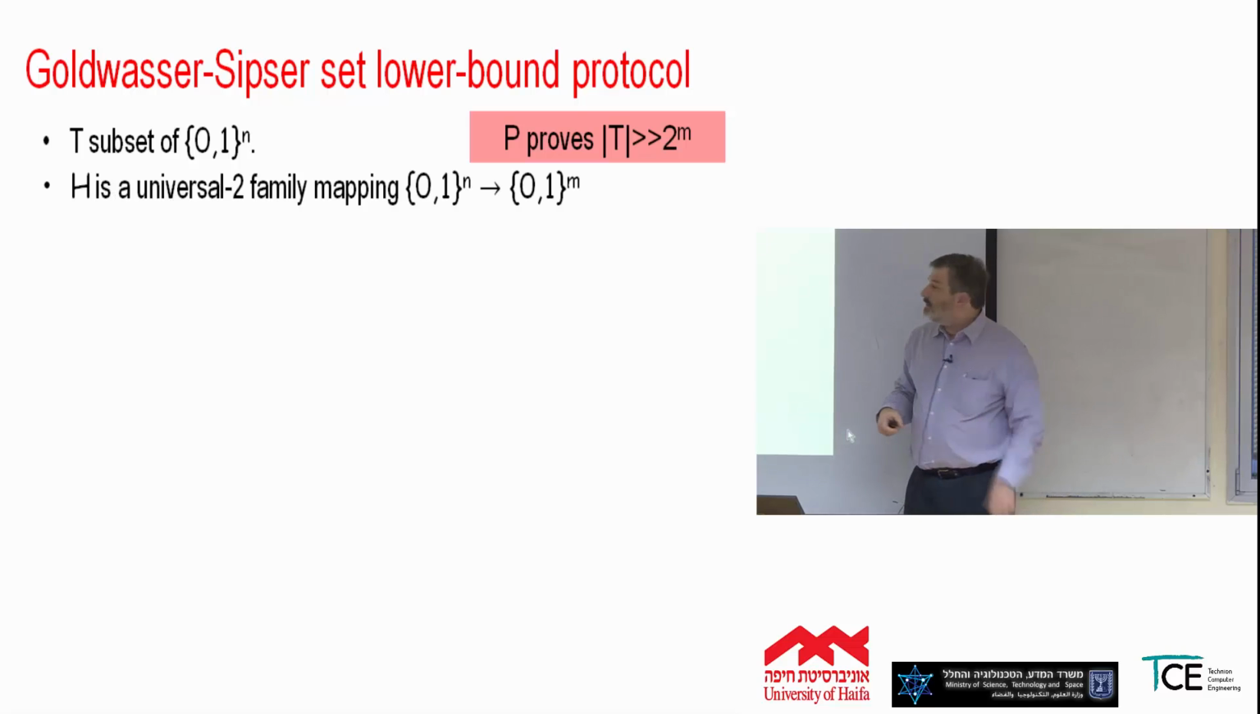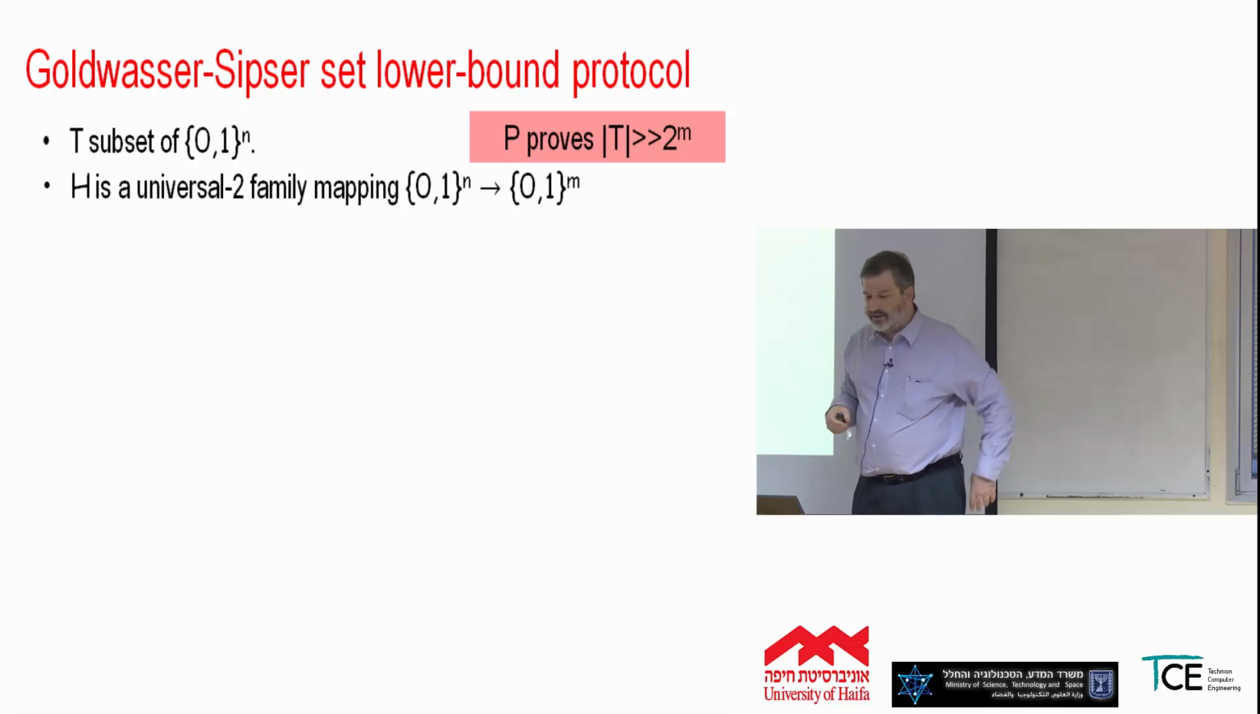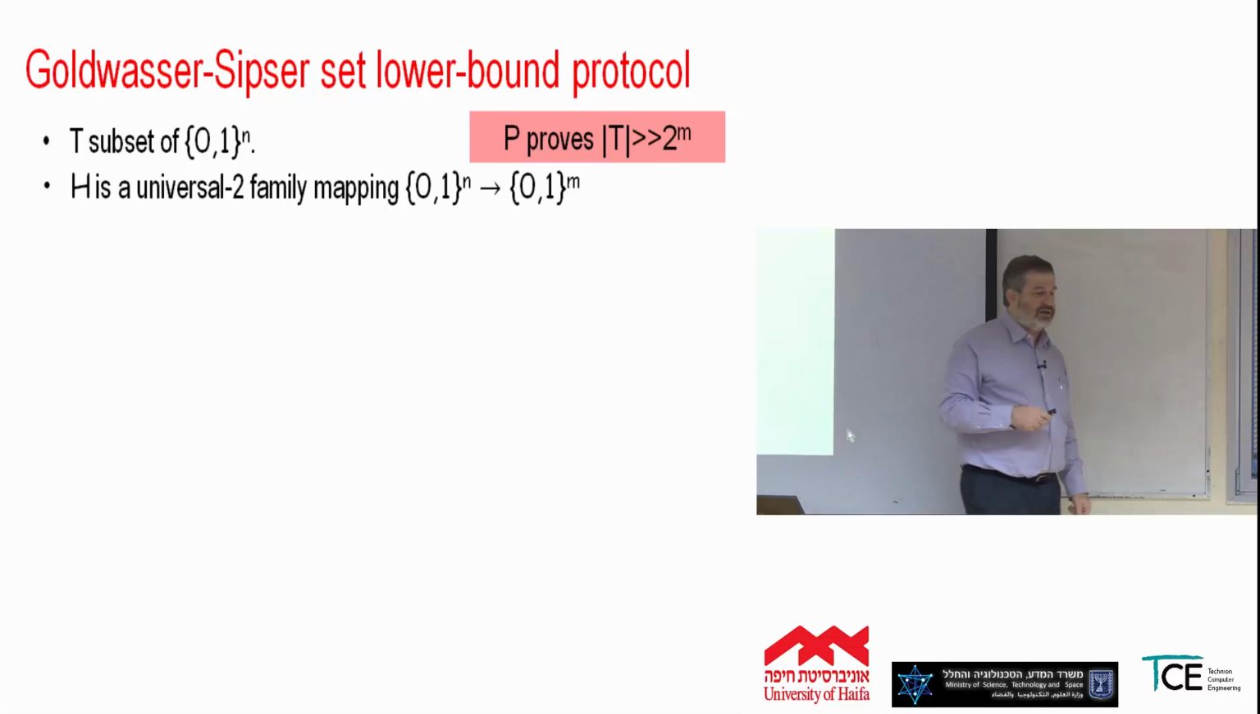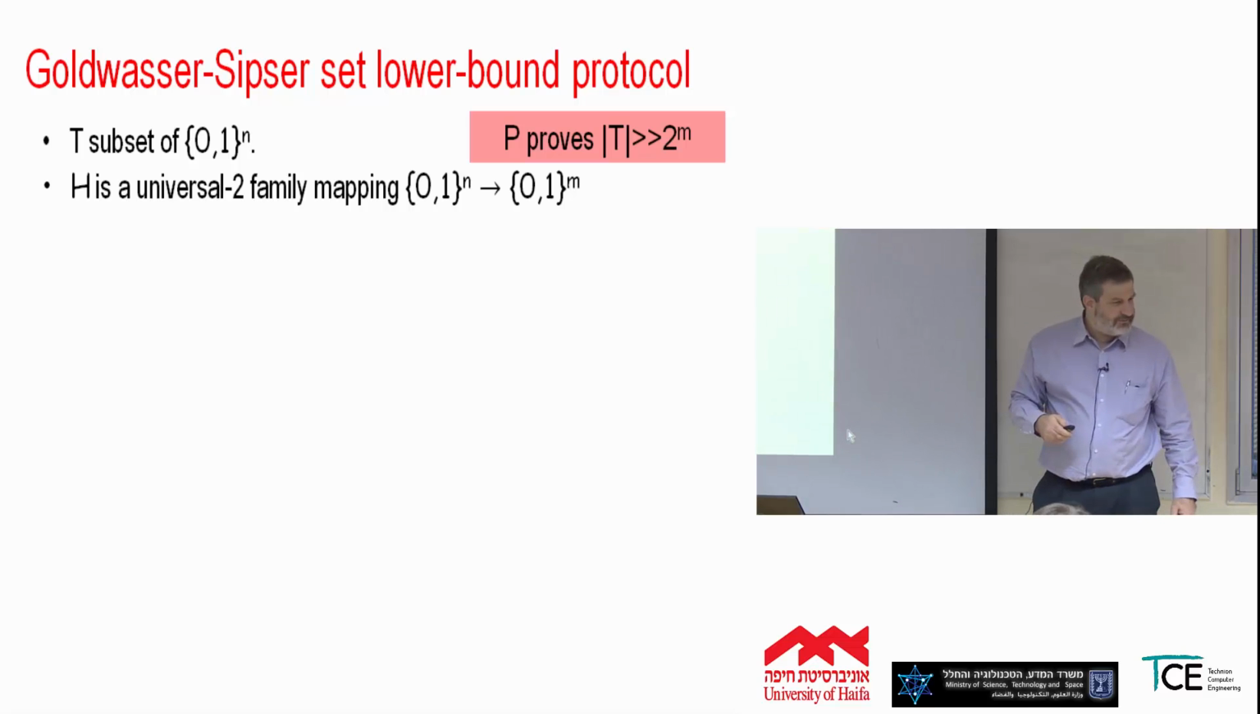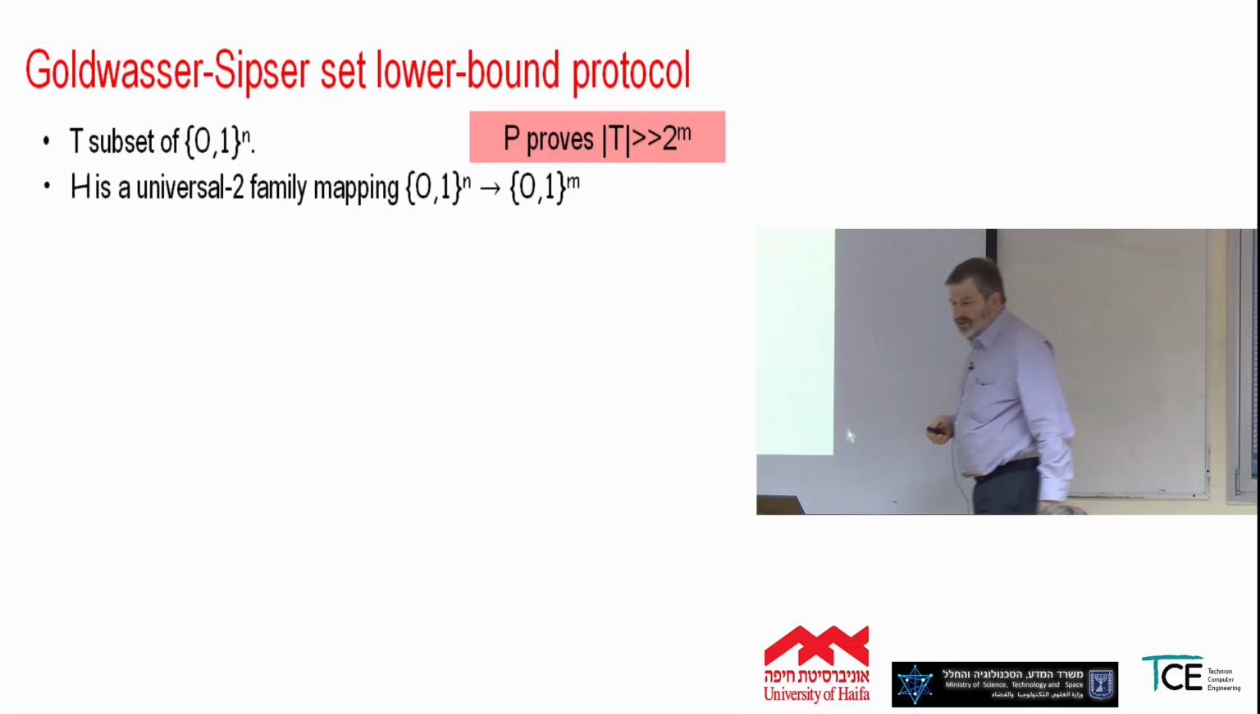So the way we do it is we assume that we have a universal 2 family, which is something that Benjamin already mentioned. Ben or Benjamin? Either one. Either way, science wins.